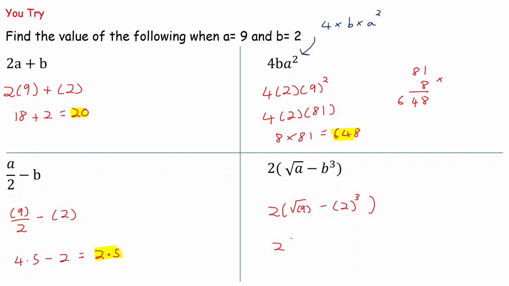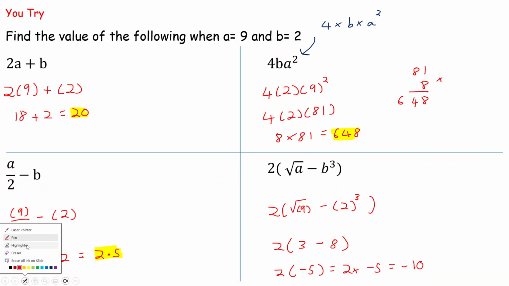We've got 2, bracket, the square root of 9 is equal to 3, root 9 is 3, 3 times 3 is 9. You're taking away 2 cubed, which is 2 times 2 times 2, which is 8. So 3 take away 8. So we've got 2, bracket, 3 take away 8 is equal to negative 5. Again, this just means if you've got things grouped together in maths, you're timesing them. 2 times minus 5, okay, 2 times negative 5 is equal to negative 10. Okay, and that is your final solution.